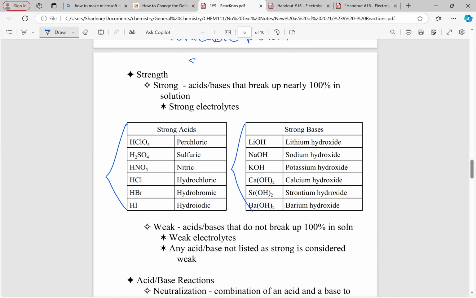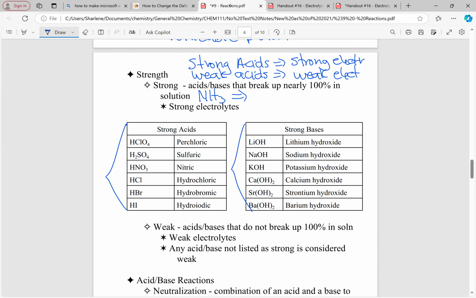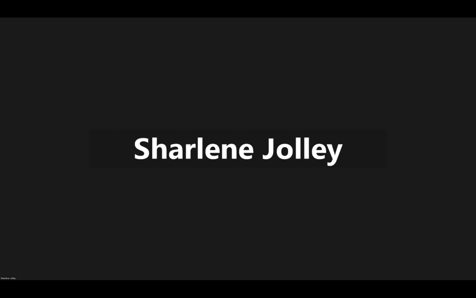Strong acids are strong electrolytes. Weak acids are weak electrolytes. And ammonia is a weak electrolyte. Okay, let's go back to our handout here.